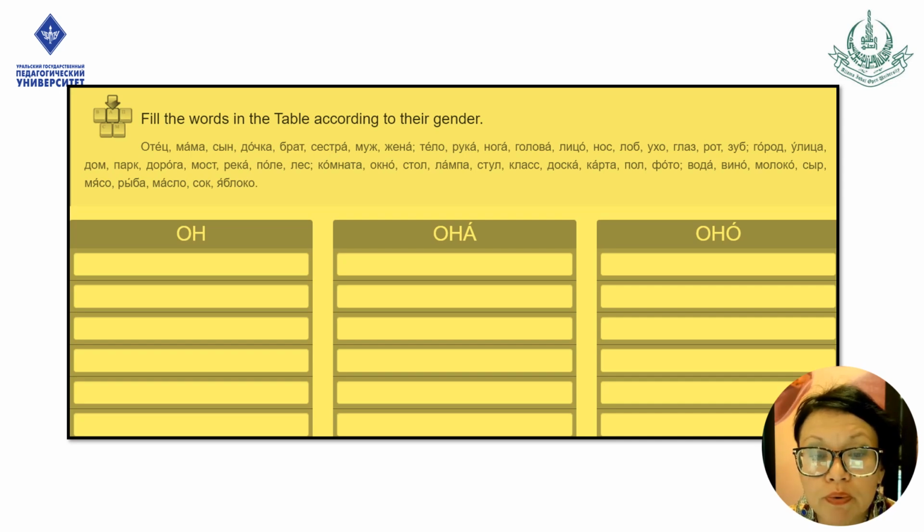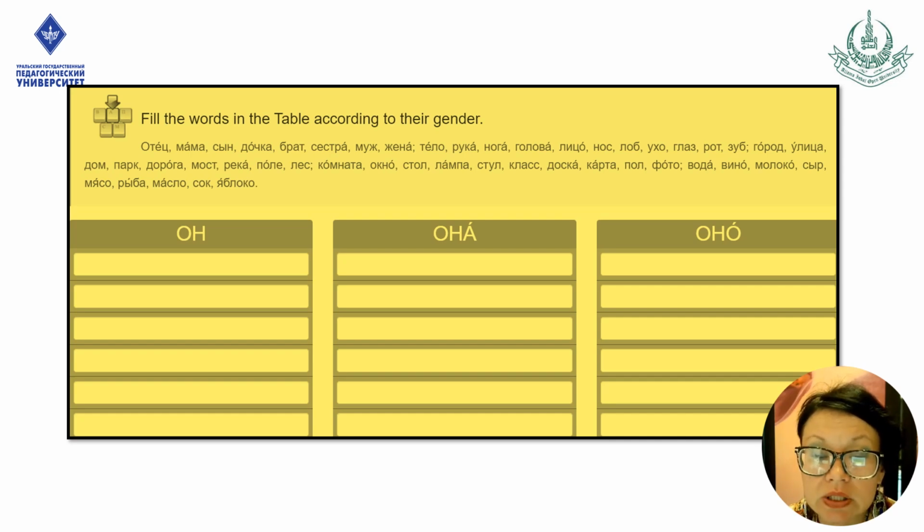Лоб, we write b, but in final position Russian voiced consonants become voiceless, right? So we write лоб, but we say лоп. Hard stem ending corresponds to on, masculine. Then ухо, o ending corresponds to оно, neutral gender.